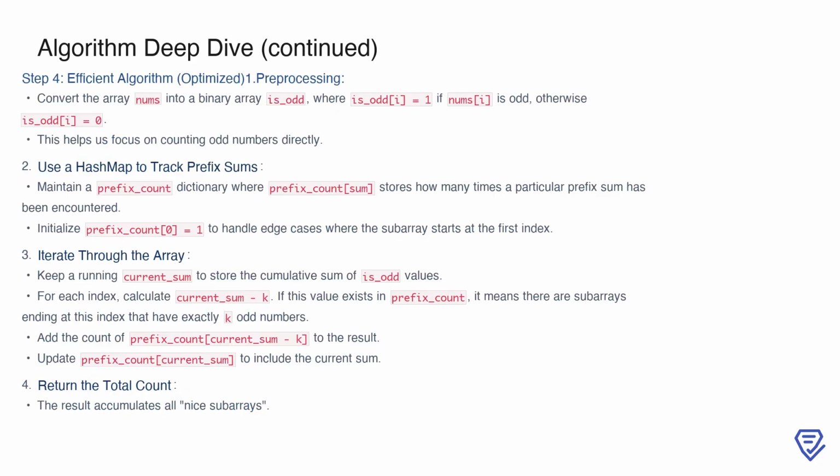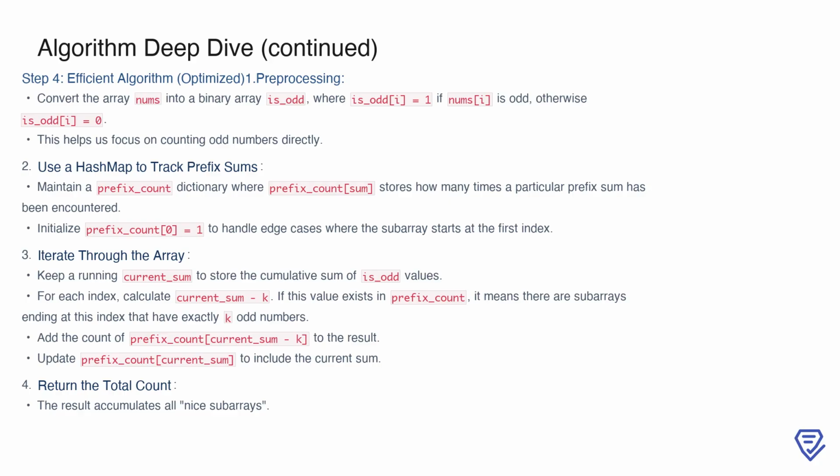To optimize, we can use a combination of prefix sums and a sliding window technique to find these subarrays more efficiently. To develop an efficient algorithm, we first pre-process the array. This involves converting the original array nums into a binary array called is_odd, where each element is either 1 if the corresponding number in nums is odd, or 0 if it is even. This simplifies the problem to counting the sum of ones in subarrays.